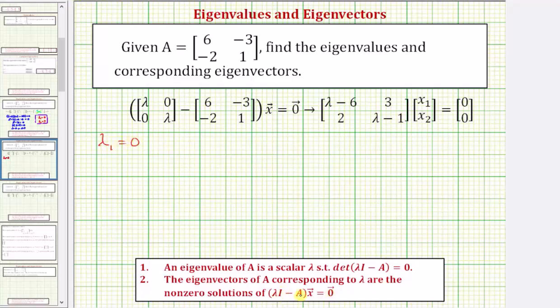So again, our equation is here. We have lambda I, which is this matrix here, minus the given matrix A, which is here, times the eigenvector, vector x, equals a 0 vector. Again, performing the matrix subtraction gives us this matrix here. The components of vector x are x sub 1 comma x sub 2, and here's the 0 vector. So for our next step, we'll substitute 0 for lambda. So this matrix would be negative 6, 3, 2, negative 1.